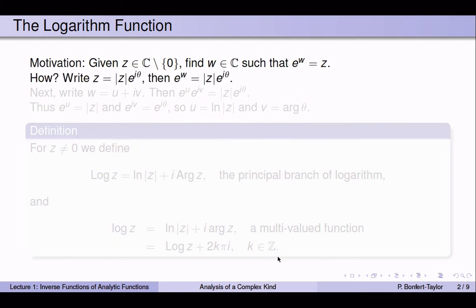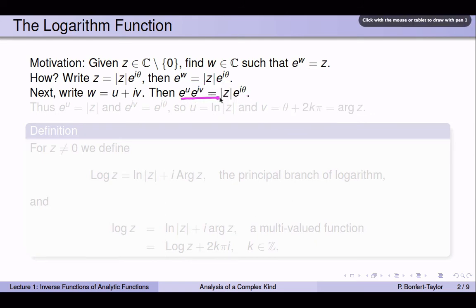So how do we do this? Let's write z in polar form as the norm of z times e to the i theta, where theta is an argument of z. And let's write w in Cartesian form as u plus iv. Then e to the w is equal to z becomes e to the w is equal to absolute value of z e to the i theta, because we wrote z in polar form. And since we wrote w as u plus iv, this then becomes e to the u e to the iv, which is just e to the w, equals norm of z e to the i theta.